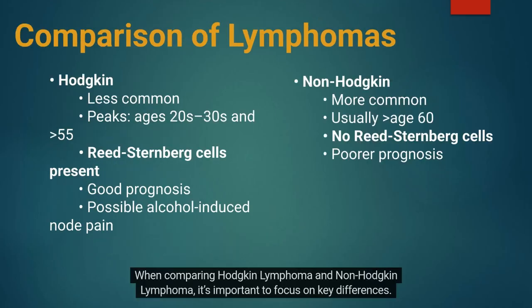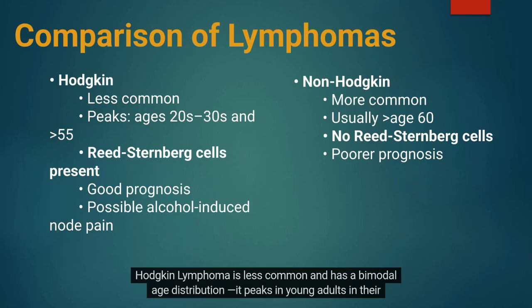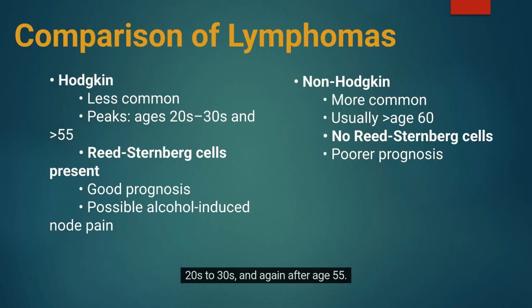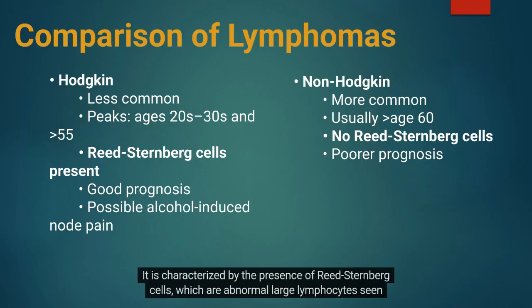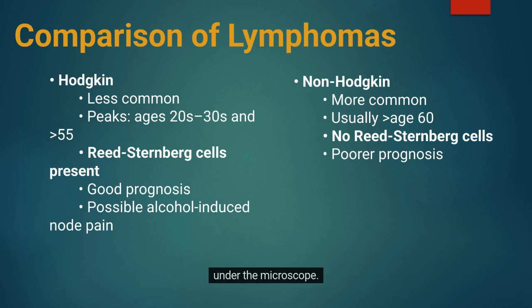When comparing Hodgkin lymphoma and non-Hodgkin lymphoma, it's important to focus on key differences. Hodgkin lymphoma is less common and has a bimodal age distribution. It peaks in young adults in their 20s to 30s, and again after age 55. It is characterized by the presence of Reed-Sternberg cells, which are abnormal large lymphocytes seen under the microscope.